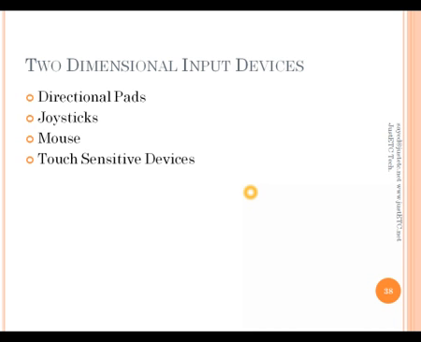Now there are two-dimensional input devices. I think these are directional pads, joysticks, mouse, and touch sensitive devices. Two-dimensional devices actually send two values at one point to the computer. Three-dimensional ones will be sending three values, x, y and z, three coordinates. But two-dimensional ones will be sending the x coordinate and y coordinate of a particular action. When you click the mouse button, it will send the x coordinate and y coordinate of that particular point.